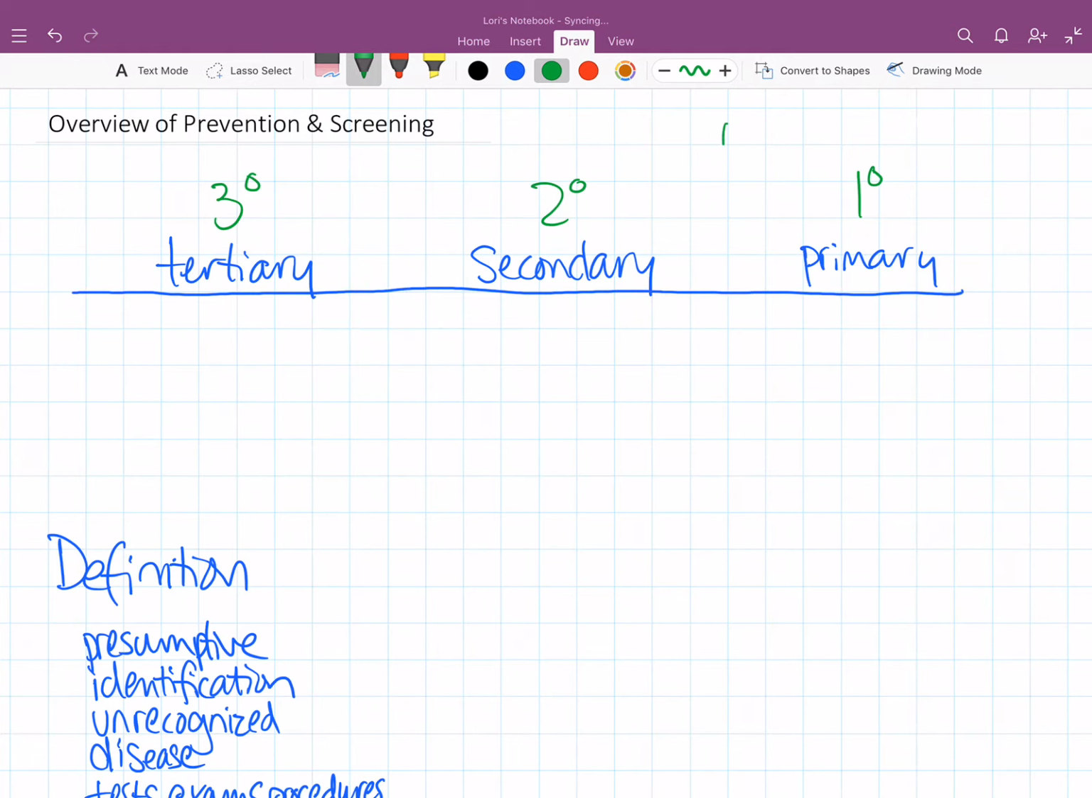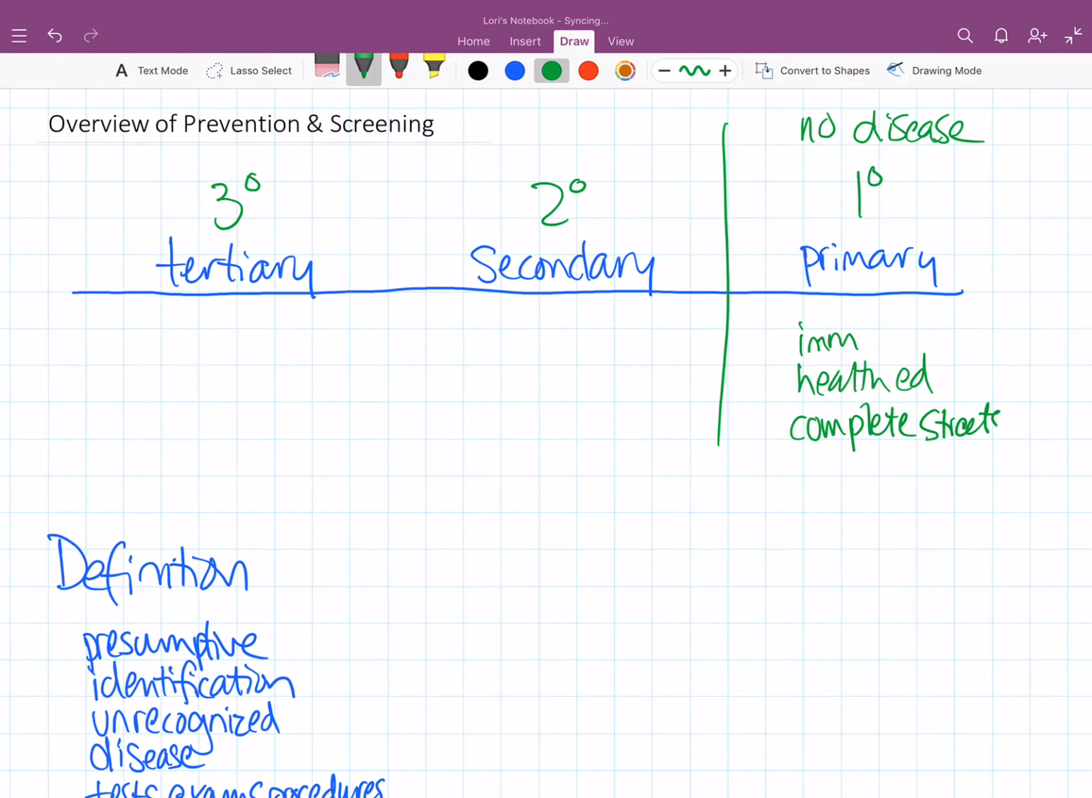Primary prevention are the kinds of things where there is no disease. And those are things like immunizations, it could be health education, it could even be things like policies on complete streets. This is where you have people who do not have any kind of disease process going on, and what you're doing is you're preventing them from moving into that state where they have a disease.